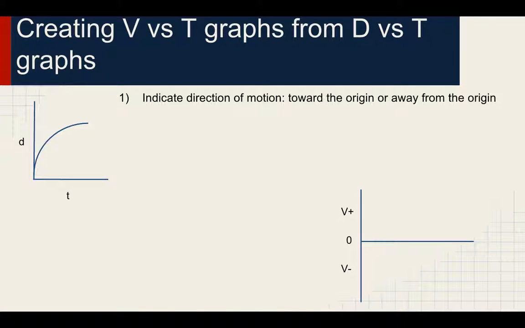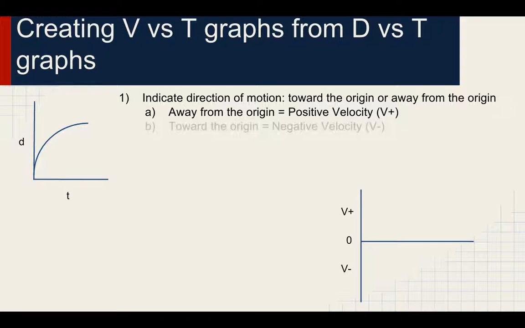So the first thing you want to do is indicate the direction the object is traveling, toward the origin or away. If the object is traveling away from the origin on a distance time graph, that means it has a positive velocity, or v plus, which corresponds to the positive quadrant on a velocity time graph. If it's moving towards the origin, it has a negative velocity, which corresponds to the v minus on the velocity time graph.